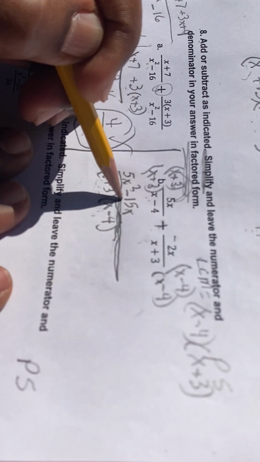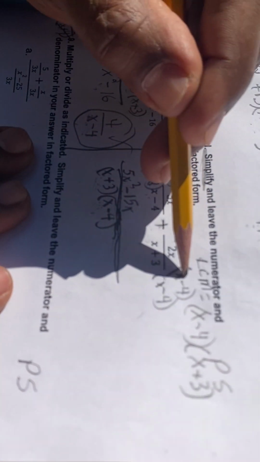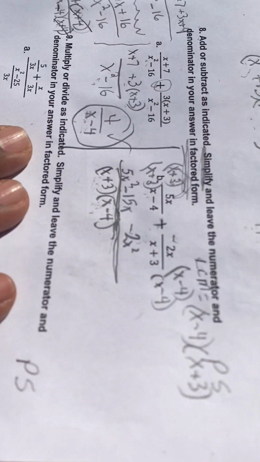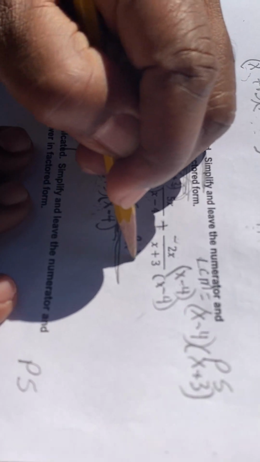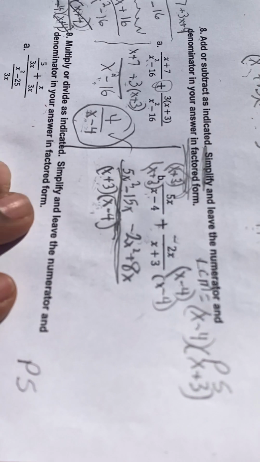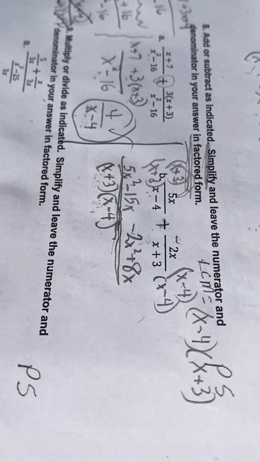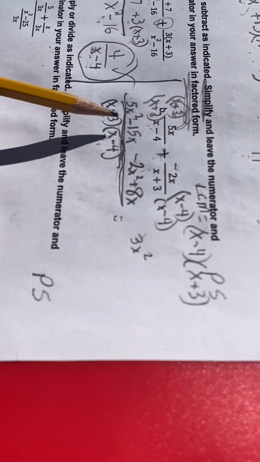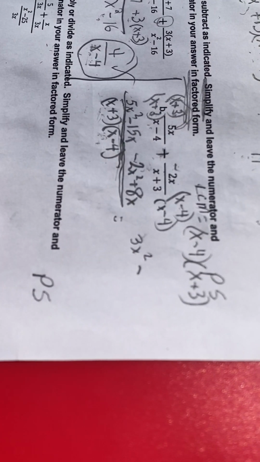So remember I said it's all going to be in the same line. I'm going to go negative 2 times x, makes it less confusing. I got negative 2x squared, and then negative 2 times negative 4, I got a positive 8x. Now I'm going to combine like terms. 5x squared, take away 2x squared, is going to be 3x squared. Negative 15 plus 8 is going to be negative, and I do the math of that, I should end up with 7x.